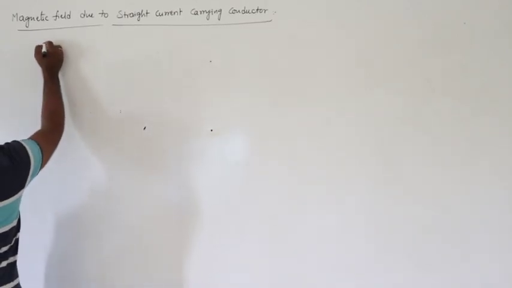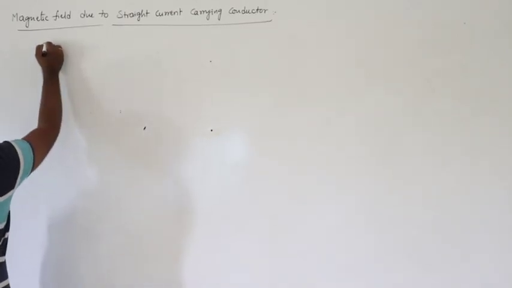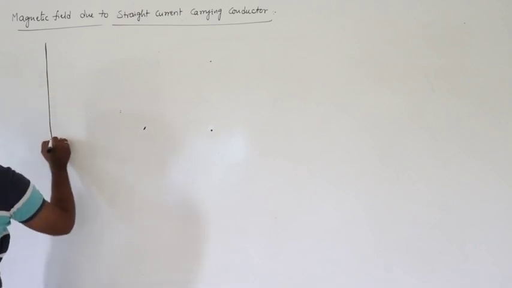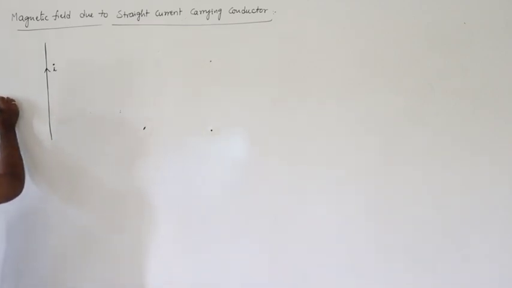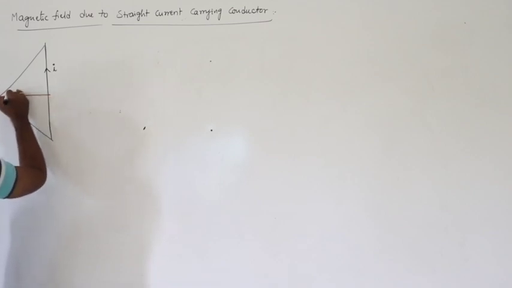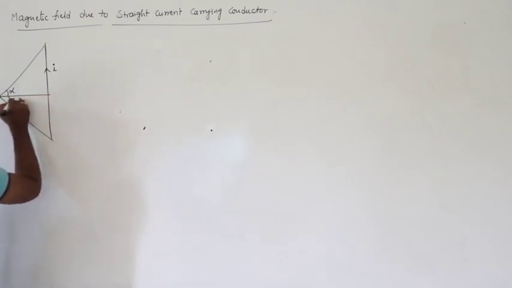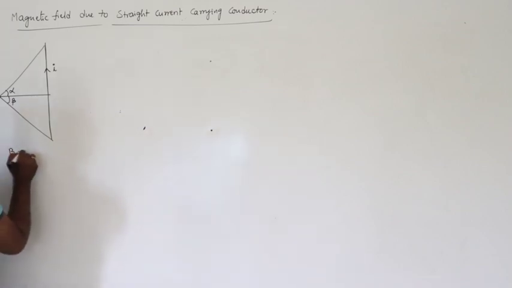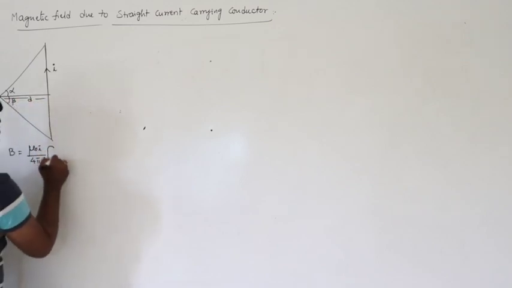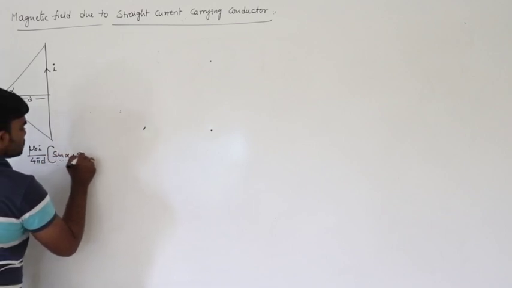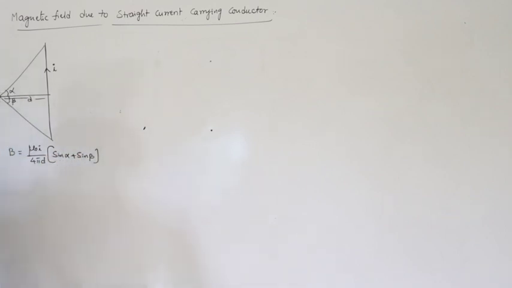See here. So this is the straight current carrying conductor. Here the current is passing upwards like this. Now we are calculating the magnetic field at this point. Let us say this is alpha and this is beta. How much did we get? B is equal to mu naught I by 4 pi d, where d is this distance, into sin alpha plus sin beta.